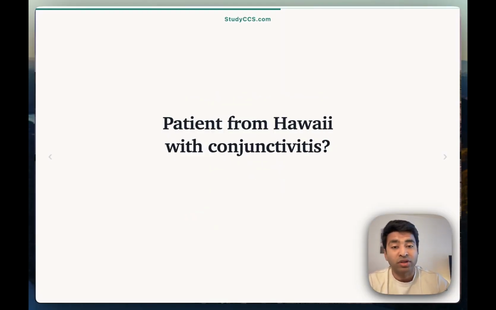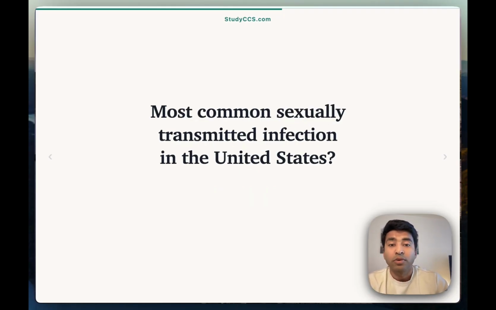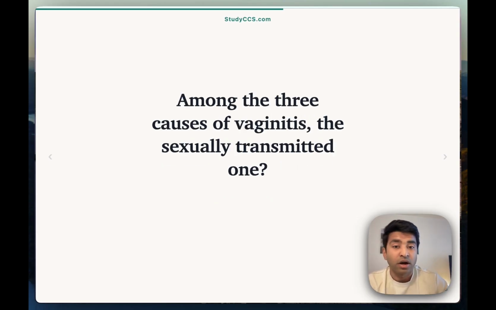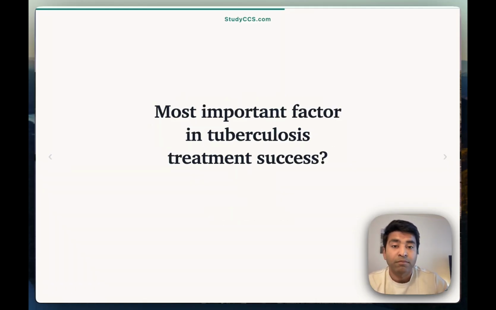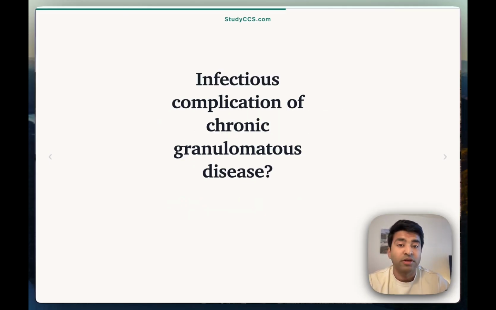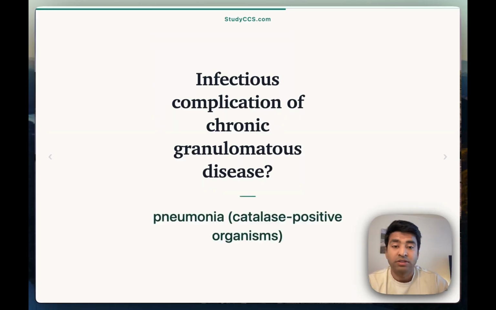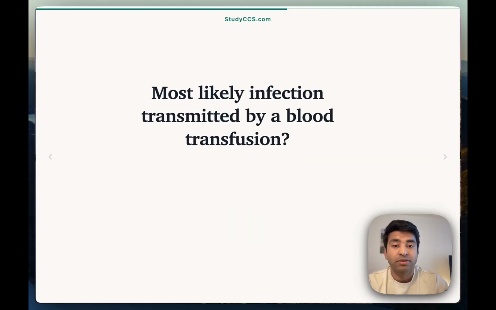Patient from Hawaii with conjunctivitis, you want to think leptospirosis. Most common sexually transmitted infection in the US, chlamydia. Among the causes of vaginitis, the sexually transmitted one is trichomonas. The most important factor in tuberculosis successful treatment is adherence to the regimen. Infectious complication of chronic granulomatous disease is pneumonia, typically with catalase positive organisms.